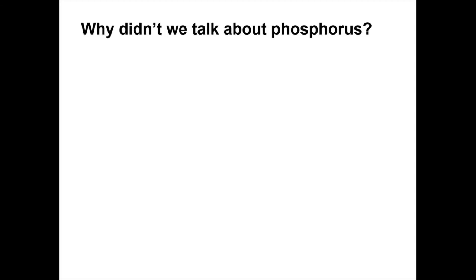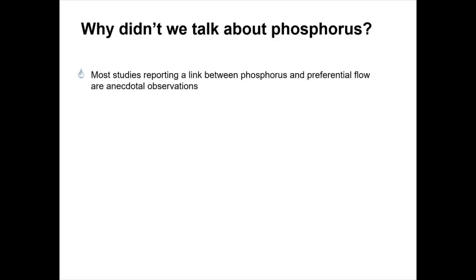And I wanted to conclude with this last slide, why I didn't talk about phosphorus. Obviously, with most of these studies, we measured phosphorus, right? That's the reason we talk about this kind of stuff, because we want to know how it transports nutrients. And the reason I did that is because if you look across the literature as a whole, most studies that report a link between phosphorus and preferential flow are mostly just anecdotal observations. It's what I explained at the beginning.